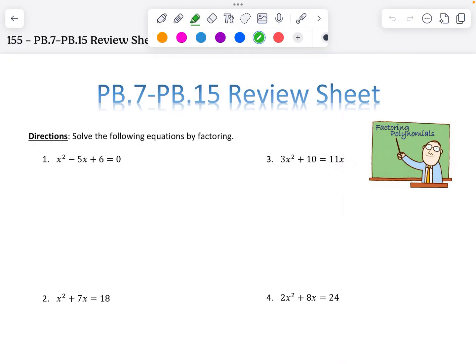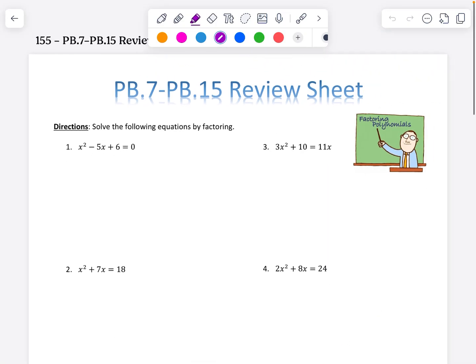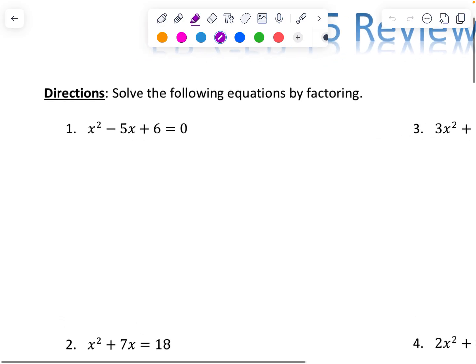Alrighty, hello everybody. Here is your key for your PB.7 to PB.15 review sheets. These first four problems we've got to solve by factoring.